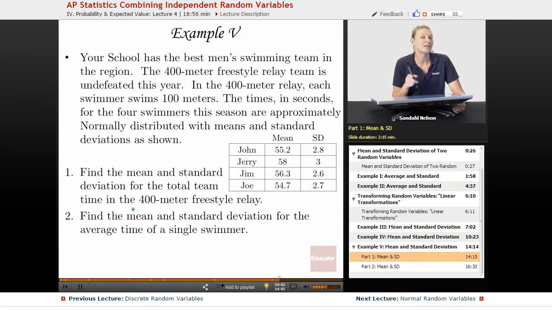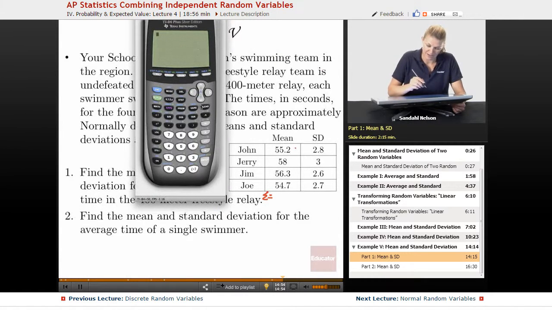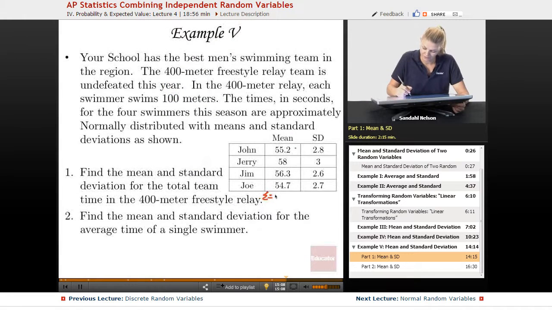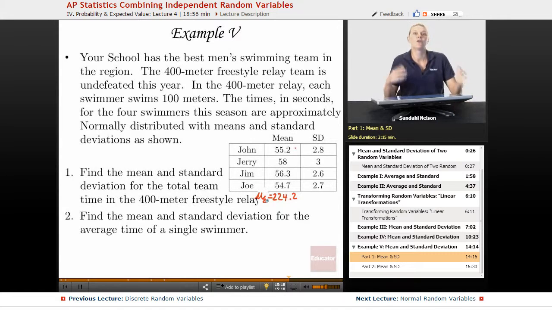Okay? So finding the mean should be really easy, right? Because this is the mean of person 1, mean of person 2, mean of person 3, mean of person 4. So we just have to add them up. Okay, so it's going to be 55.2 plus 58 plus 56.3 plus 54.7. So 224.2. So there's our mean of the sum. So that's the mean of the whole team.